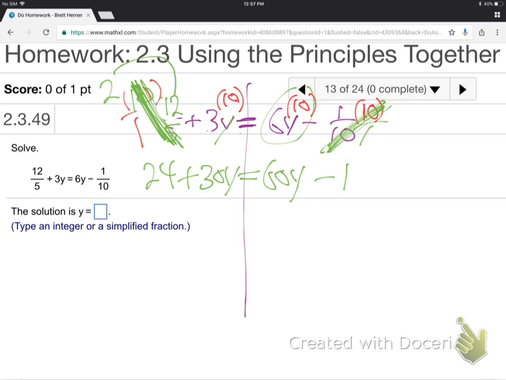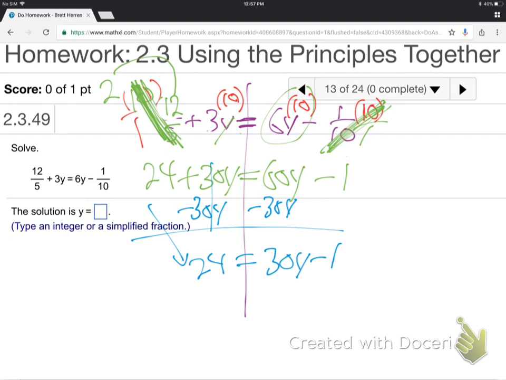Okay, so what's the next? So now the fractions are gone, much easier. What do we do now with y's on the opposite sides? Get rid of the lower one, right? Get rid of one of them. So I'll just get rid of the 30y. Whatever you do to one side, do to the other. Boom. Bring this down. 24. This is 30y minus 1.